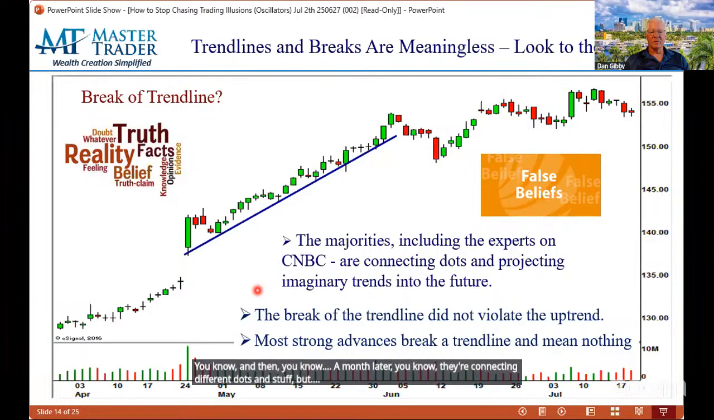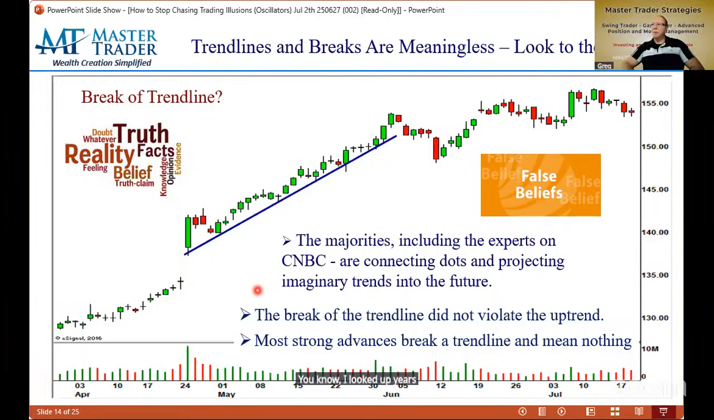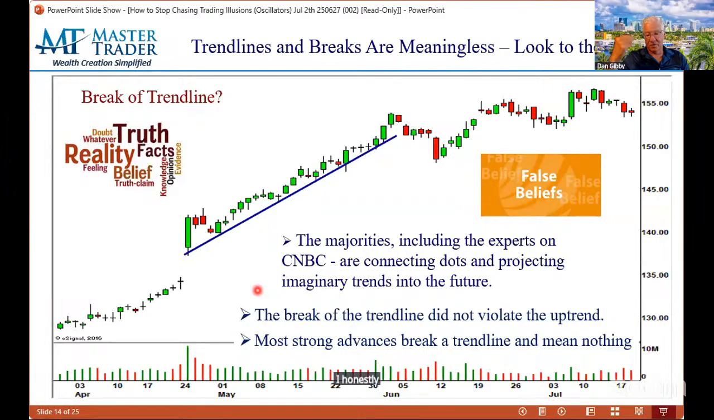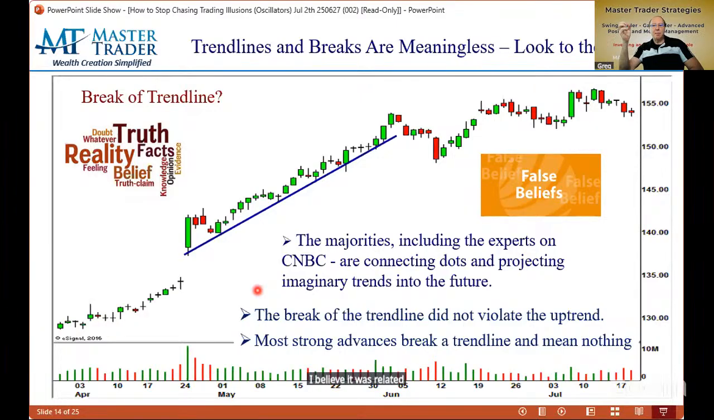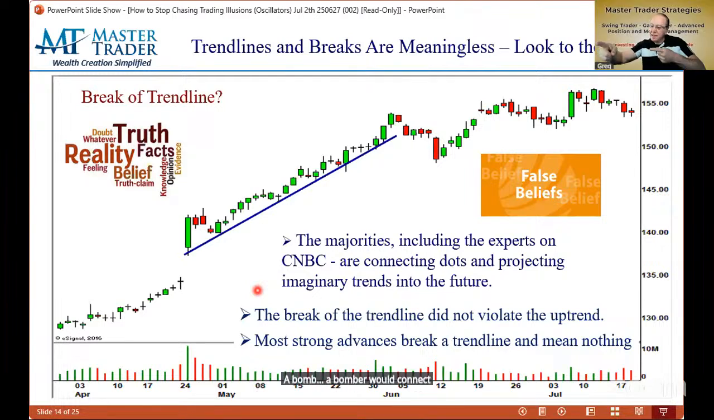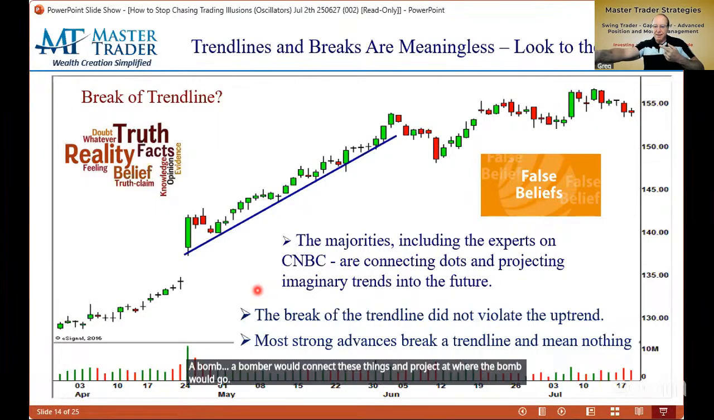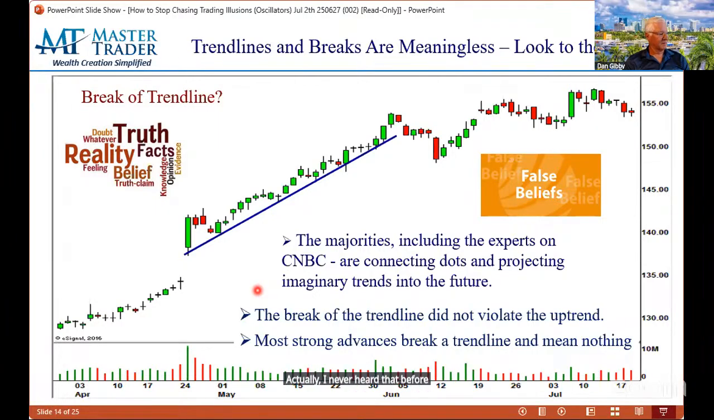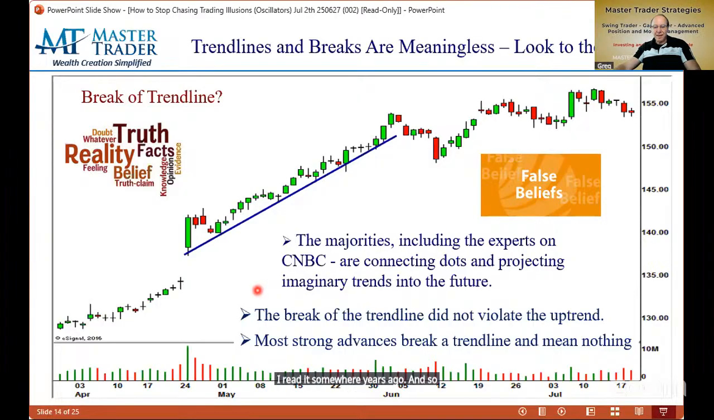So I looked up years ago, where did this whole concept come from? Do you have any idea where this concept of connecting dots and where things might go comes from, Dan? I honestly don't. I read Edwards and Magee, and I don't remember. I believe it was related to bombing, meaning like a bomber would connect these things and project where the bomb would go. I never heard that before. I read it somewhere years ago.